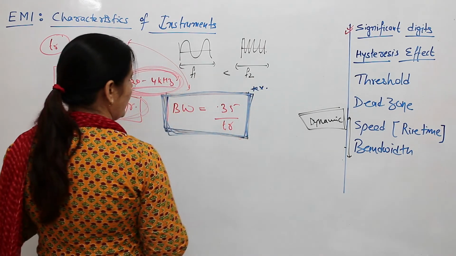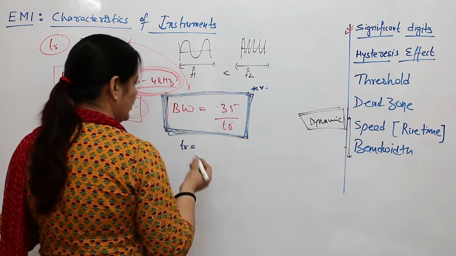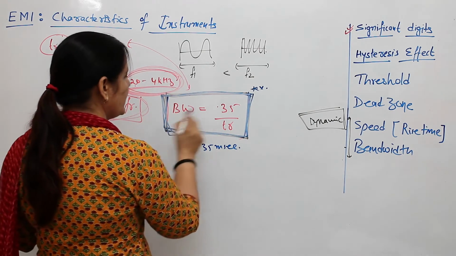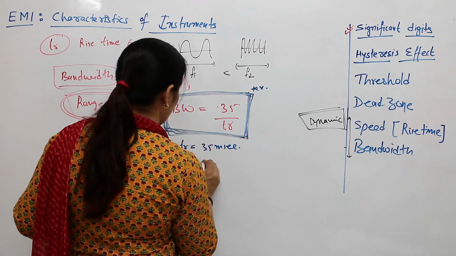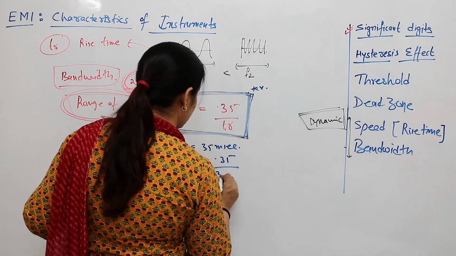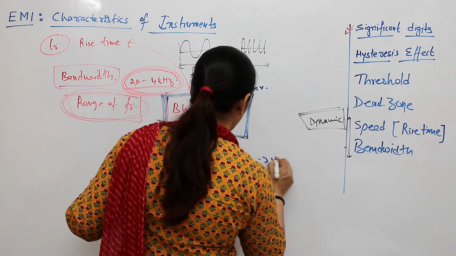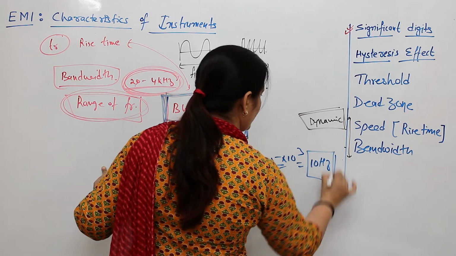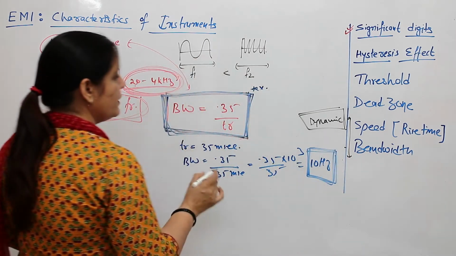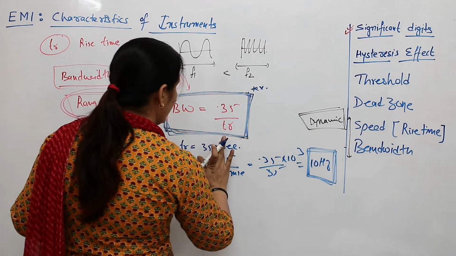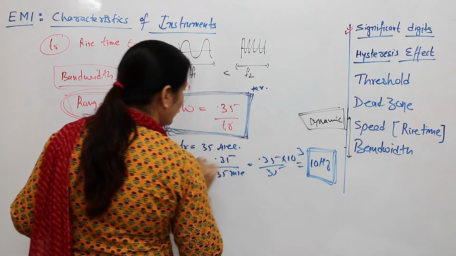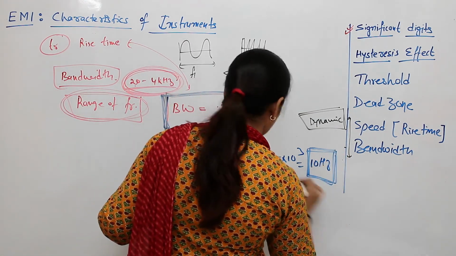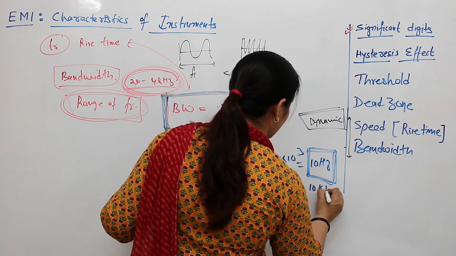For example, if the examiner mentions the rise time of a given measuring unit is 35 millisecond, what is the bandwidth of this measuring unit? So bandwidth will be 0.35 divided by TR, that is 35 millisecond, that is 0.35 into 10 raised to power 3 divided by 35. It means 10 hertz. Okay, this is the bandwidth of the instrument with the rise time of 35 millisecond. If it becomes 35 microsecond, then it will become 10 kilohertz. Okay, in case of 35 microsecond, it will be 10 kilohertz.